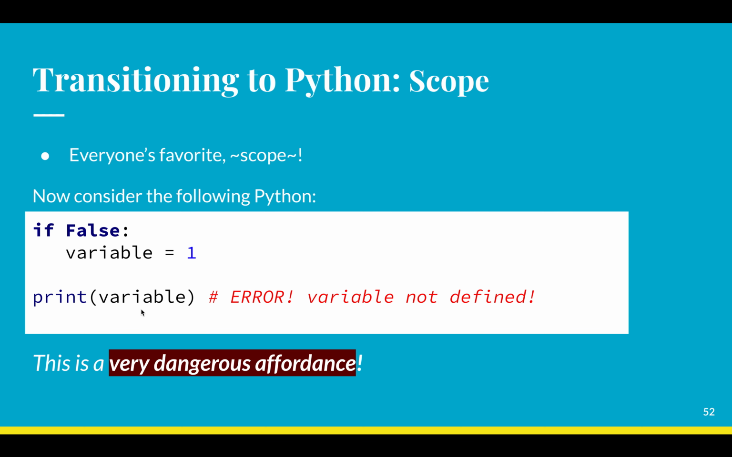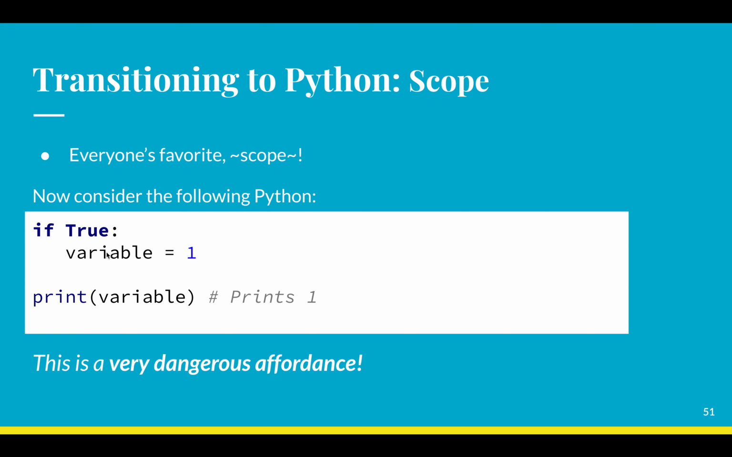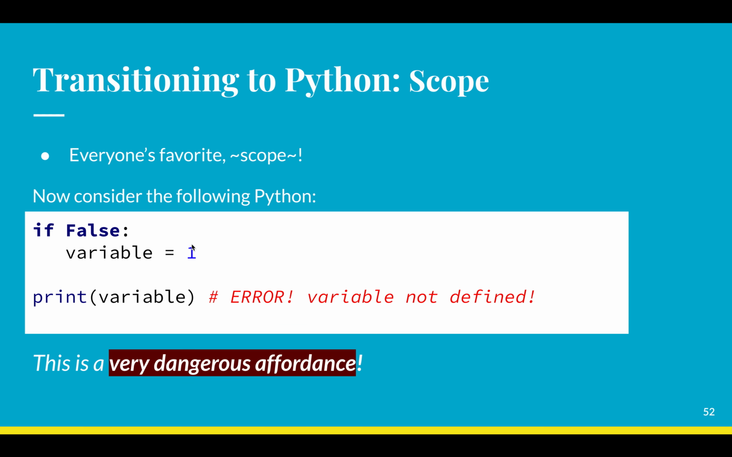A more dangerous kind of situation is if we say if false, so in other words, this code will never get executed, and so variable is never defined, but then we print variable down here, this will not work because variable was not defined. Let me go back to the previous slide. This does work because variable is defined, because if true, so this block gets executed. So this is a really dangerous feature of Python, so be sure to kind of guard against this when you're writing your code.